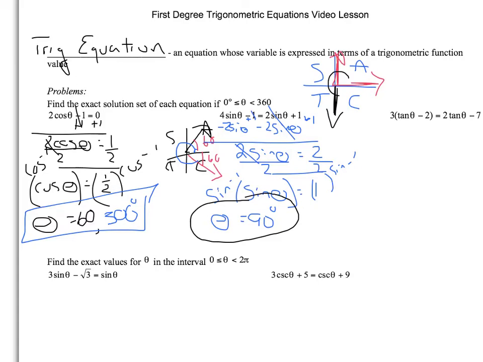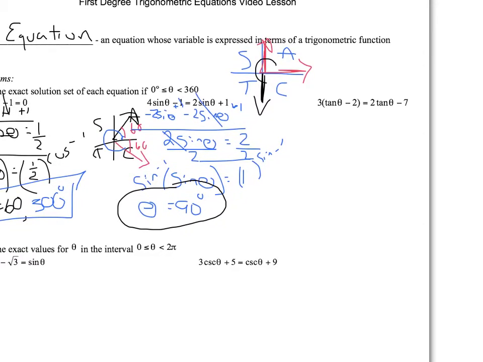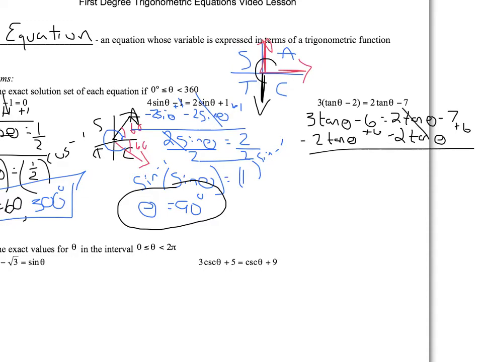And the next one is the third type of answers that we could get. Still, we will start by solving it. Let's distribute the 3. So it's going to be 3 tan theta minus 6 equals 2 tan theta minus 7. Bring the tan thetas together and the numbers together on opposite sides of the equal sign. So we'll have tan theta equals -1. Take the inverse tan. Inverse tan of -1 is -45.